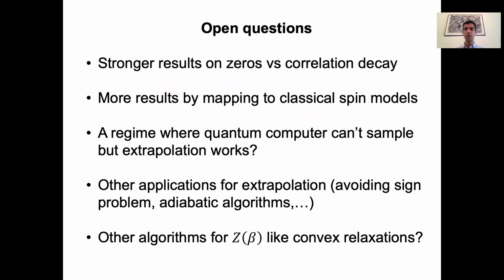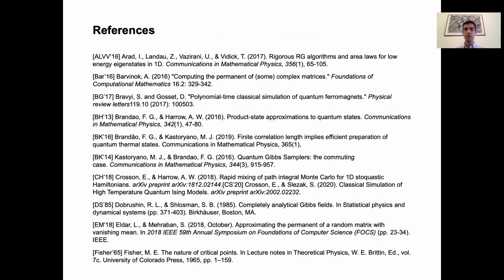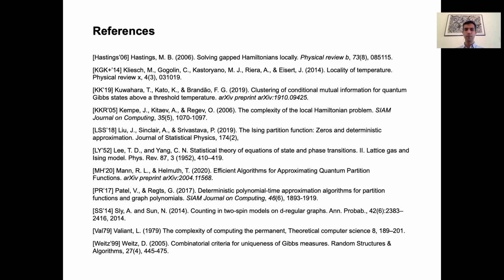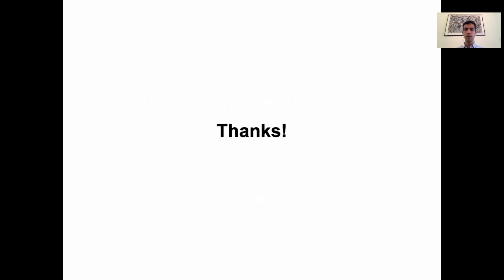All right, here is a list of open questions. It would be interesting to find stronger results regarding the connection between the complex zeros and the correlation decay. Barvinok's method is fairly flexible, so perhaps there are more applications for it in quantum computing. You can also look at our paper for more details and discussion. So here are the references. And thank you for your attention.